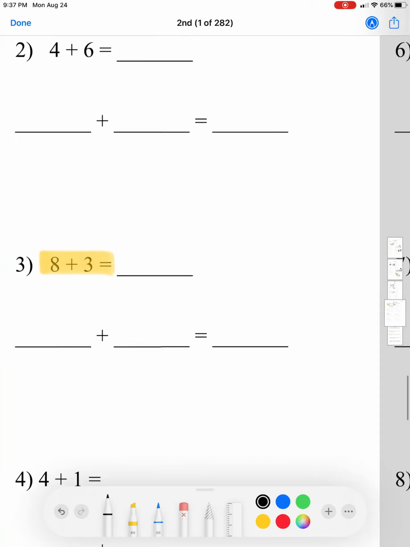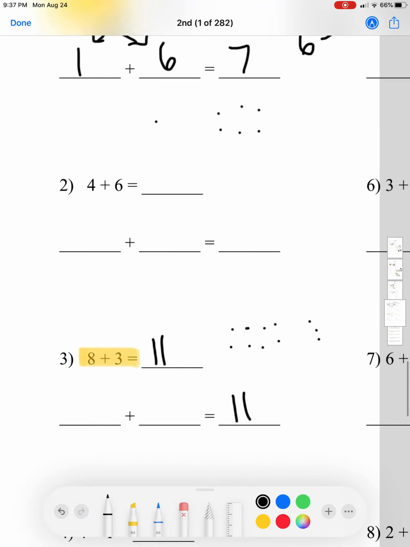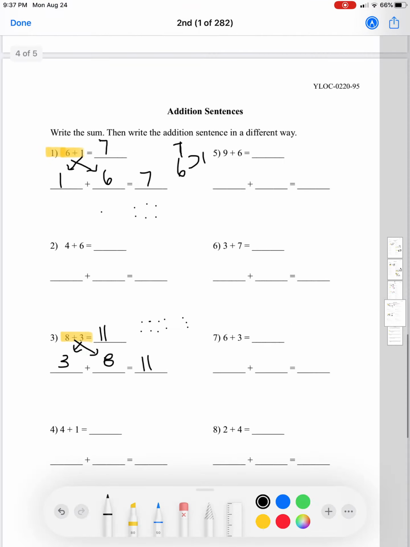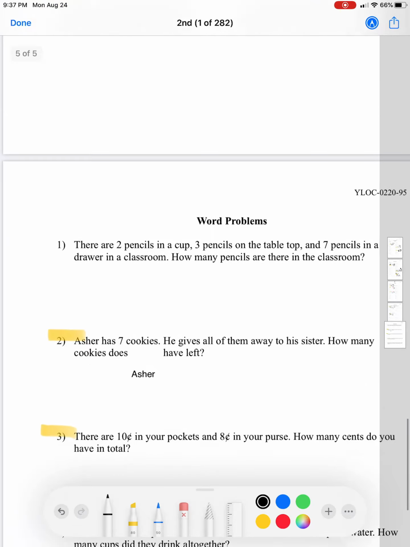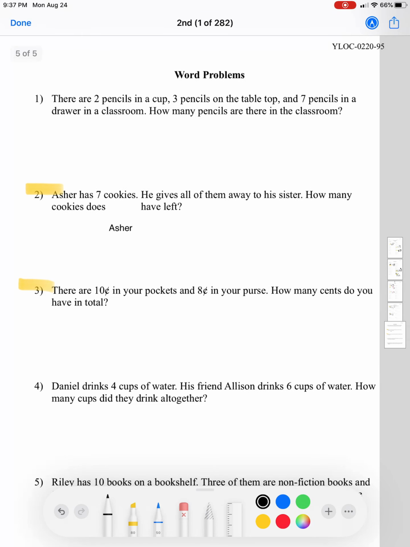Now we have 8 plus 3. We can do the same thing we did earlier. If you count it up, 1, 2, 3, 4, 5, 6, 7, 8, 9, 10, 11. We have 11. Now, as we know from the same thing we did earlier, we can just switch the order of these numbers. 3 and 8, and it'll still give you 11. So it doesn't matter which order these two numbers are in, it's always going to give you the same answer. And now we're on word problems.